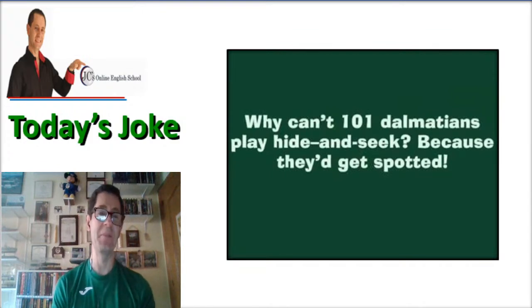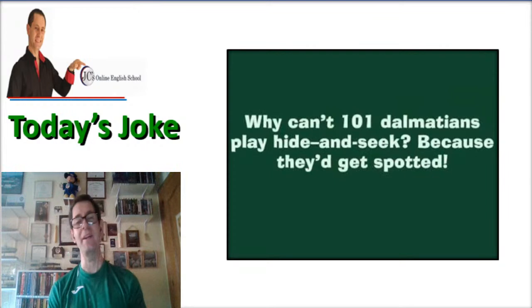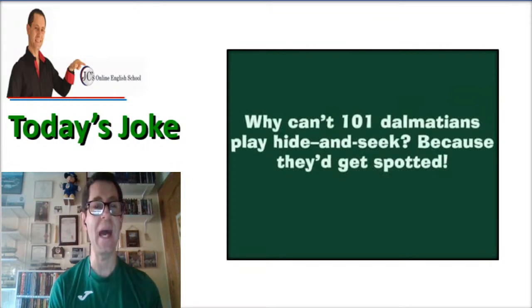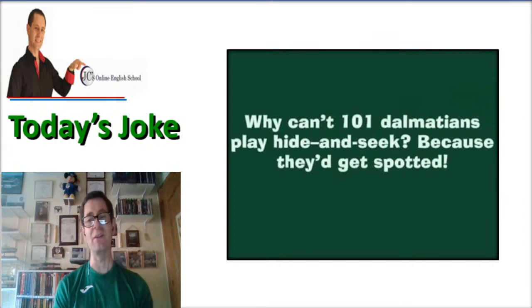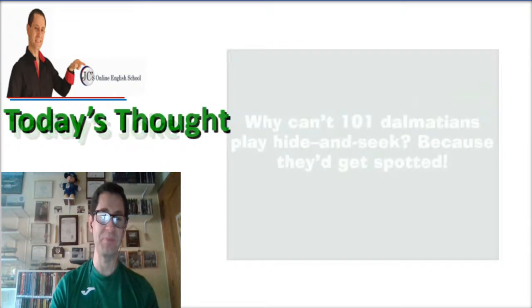So let me read it again. Why can't 101 Dalmatians play hide and seek? Because they get spotted. In other words, they will be very, very easy to find because of all the white spots they have on their bodies. Okay, you know the Dalmatians, the way they look. They're pretty, especially when they're puppies. They're so cute. So once again, why can't 101 Dalmatians play hide and seek? Because they get spotted. Anyway, I hope you like the joke.